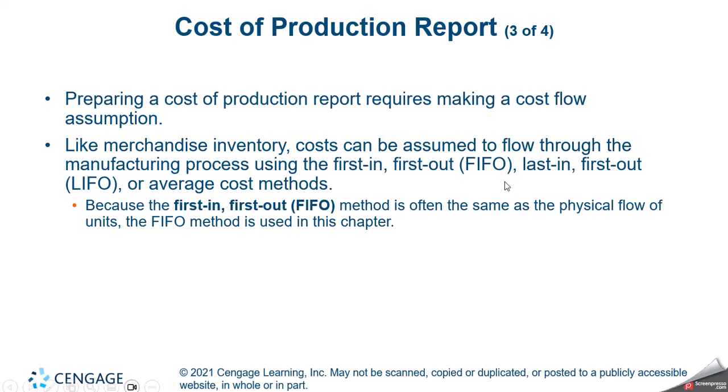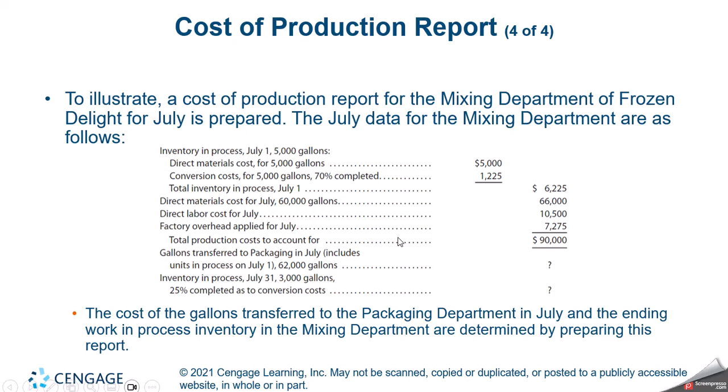So again, first in, first out, last in, first out, or average cost. Hopefully you remember those back from an earlier chapter in your prior accounting course. So here we have the mixing department, and they give us the data, what was in our beginning inventory in this mixing department. So we had direct materials, and then the conversion costs.